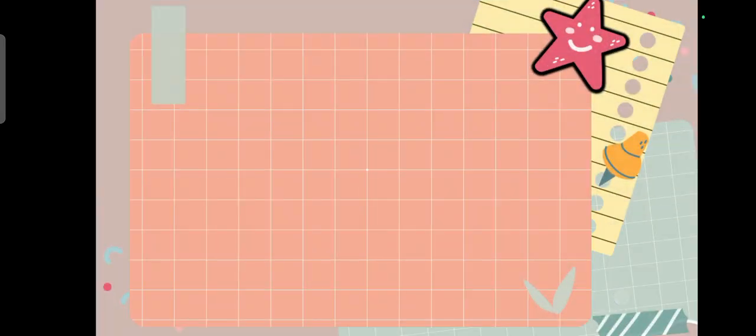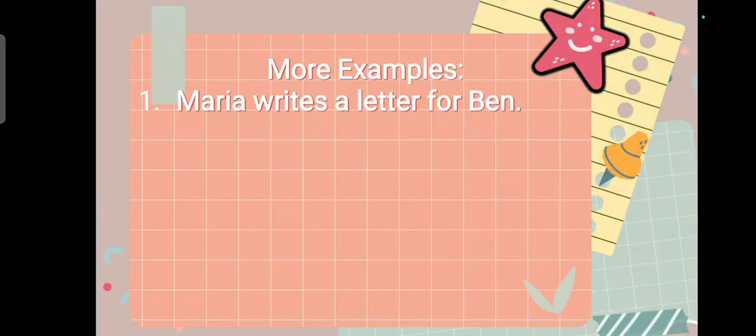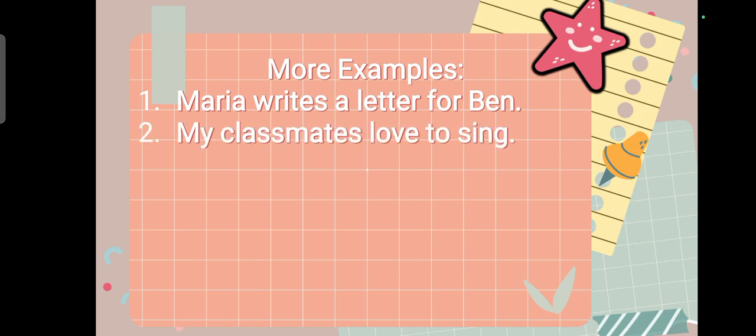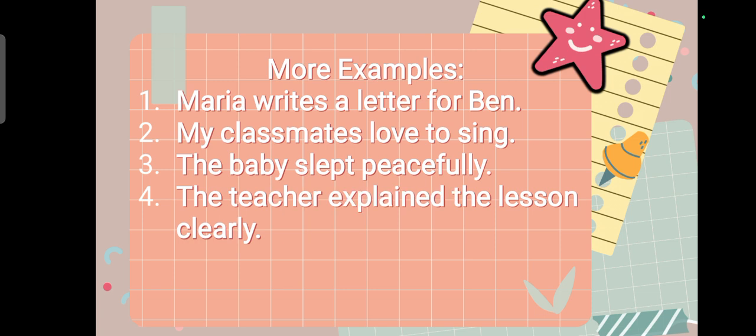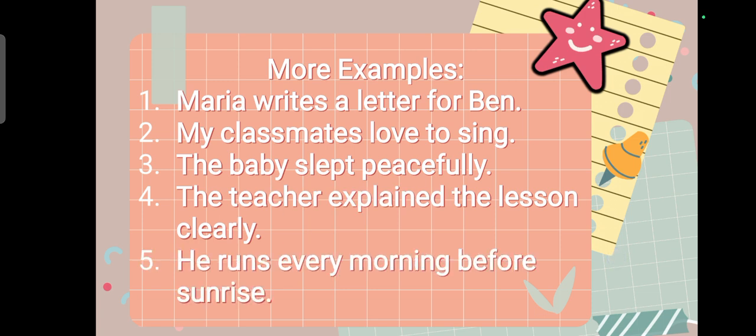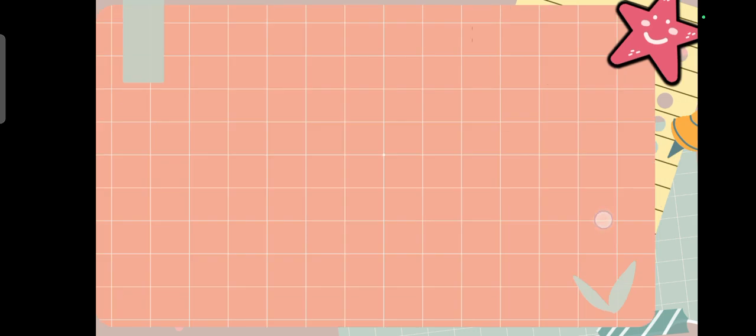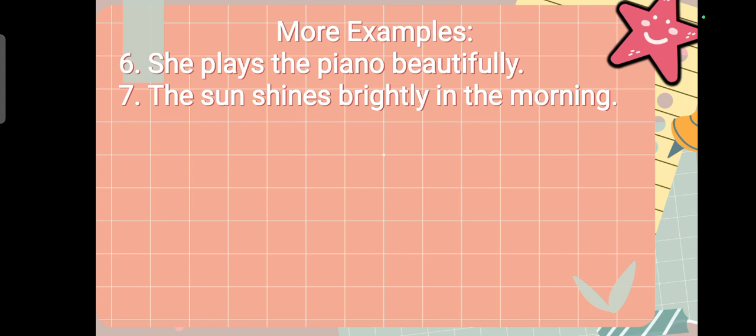So let's have more examples. Maria writes a letter for Ben. So we have there the subject, which is Maria, and the predicate writes a letter for Ben. Second one, my classmates love to sing. The baby slept peacefully. The fourth one, the teacher explained the lesson clearly. The fifth one, he runs every morning before sunrise. Number six, she plays the piano beautifully.